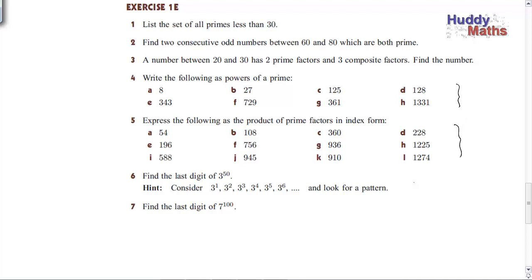Here's a little puzzle question for you. You need to see the pattern, look for a pattern, and then predict what 3 to the 50 would do. Hey, we don't want to do 3 to the 50. Can we work it out even without a calculator? I think that's an exciting little problem. All right, and similar one in 7. So, are you ready? Pause the presentation, have a go.